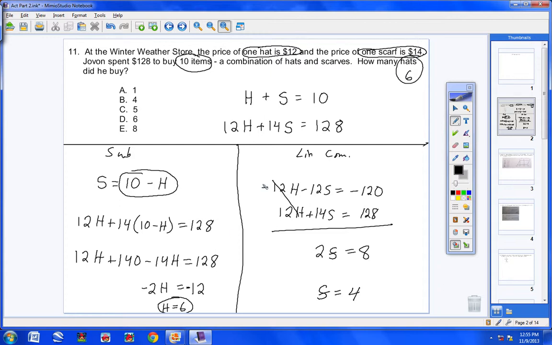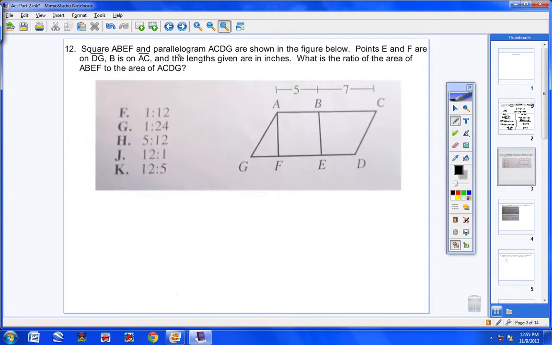So what are they trying to teach you in this problem? How to set up a 2-variable linear system from a word problem and solve it. That's what they're trying to teach you, okay? So the answer would be letter D for number 11. Okay, let's move on now to number 12.